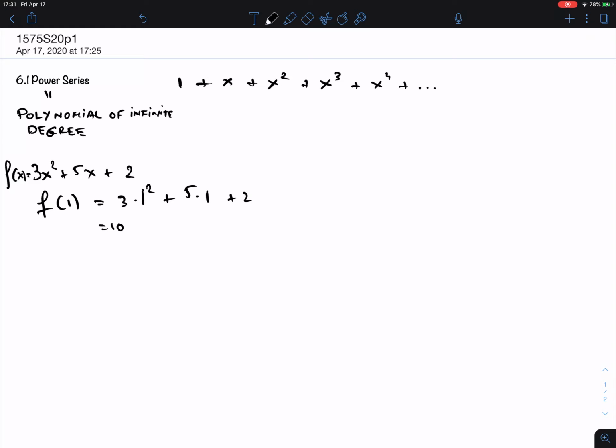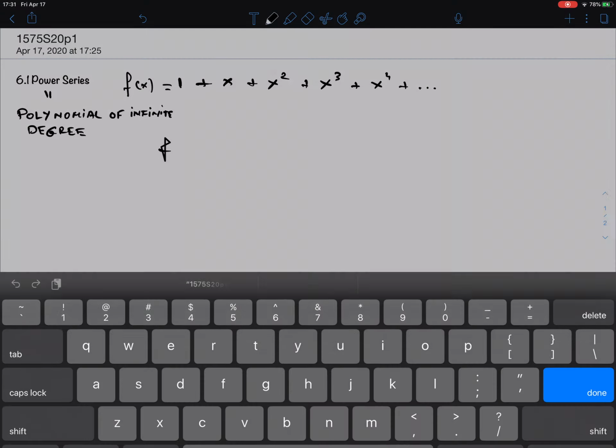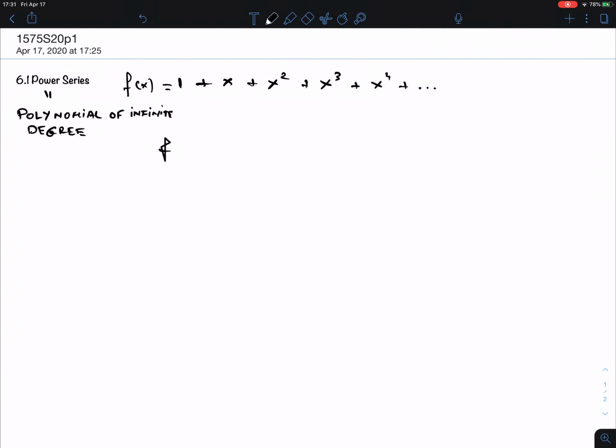But if you have something with infinitely many terms and you try to plug in a 1, let's try this. Let's get rid of this example of polynomials. Now imagine I have this guy, and let's give it a name, f of x. And I want to calculate f of 1. So what does that mean? That means I would replace x by 1. So I get 1 plus 1 plus 1 plus 1 plus dot dot dot. Oh, that's impossible, right? So this would diverge.